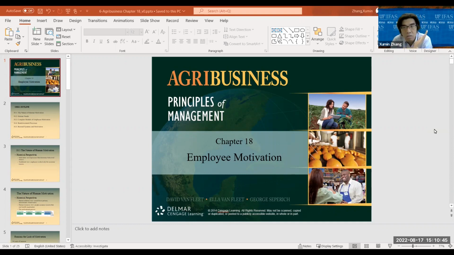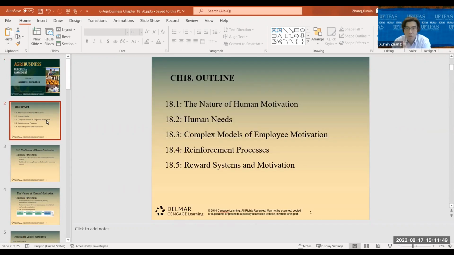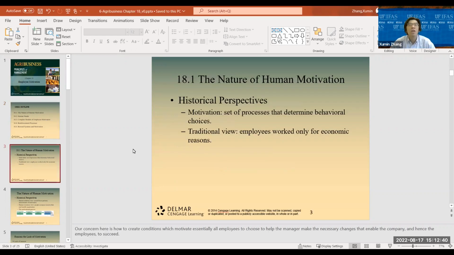Leadership is trying to influence others, right? To shape others' behaviors, to shape others' thoughts. So how do you shape others? We introduce the motivation. We will focus on human needs, the needs and the motivation. This is closely related. And then we will talk about the motivation models, and then the reward system. Okay. So first, what is motivation?